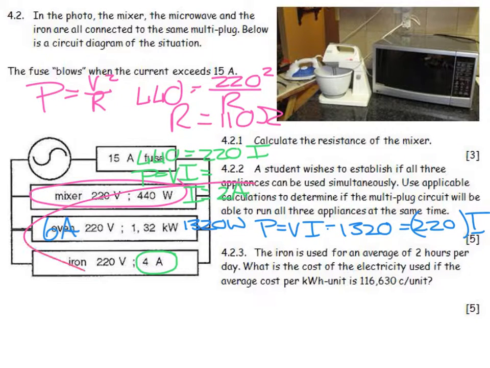So altogether I have got 12 amps. 12 amps, you need to conclude, is less than 15 amps, therefore won't blow. Don't assume the examiner can add up your numbers for you.